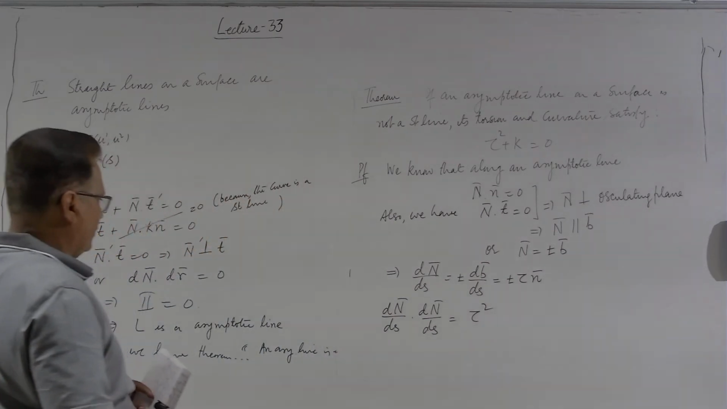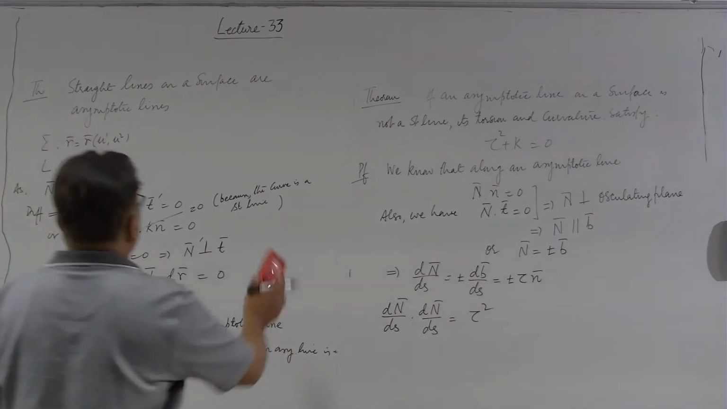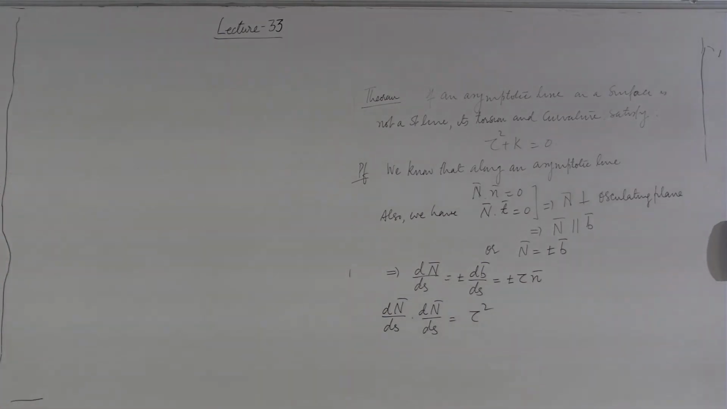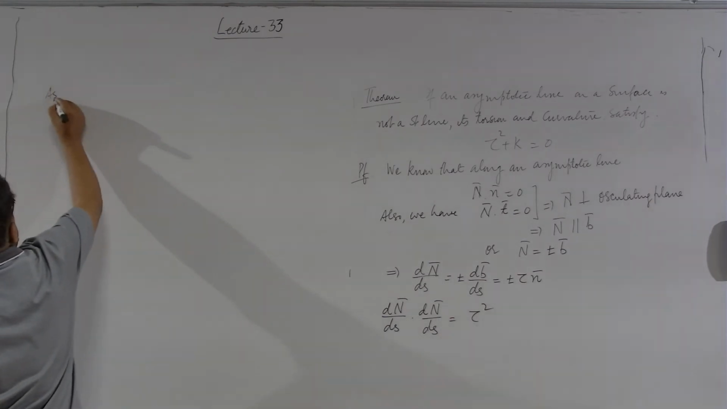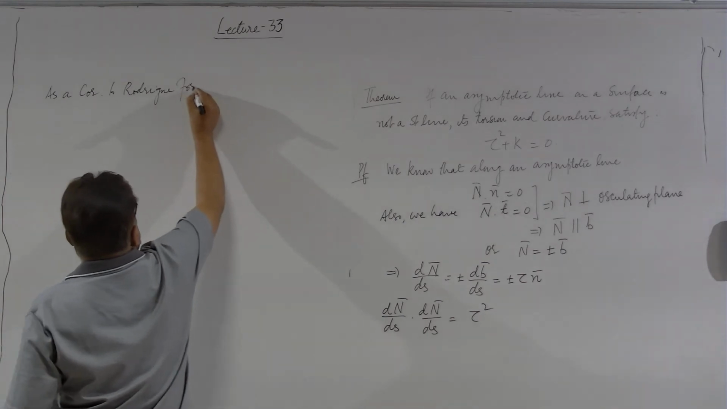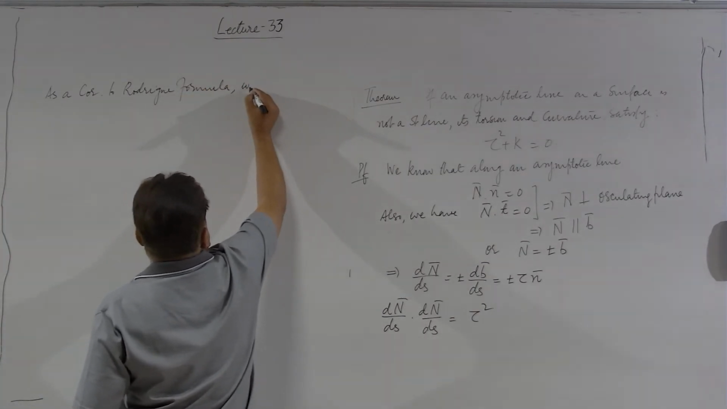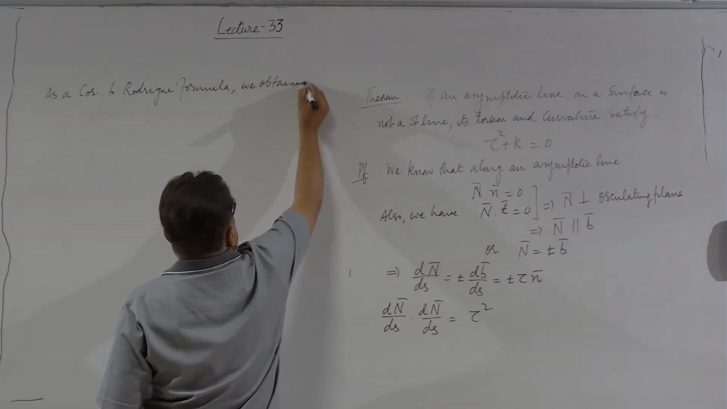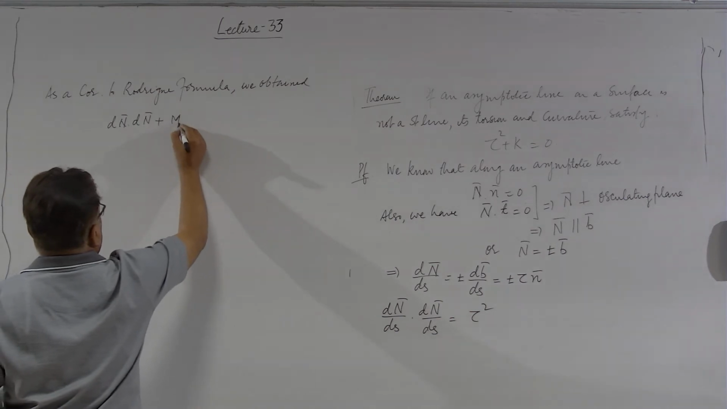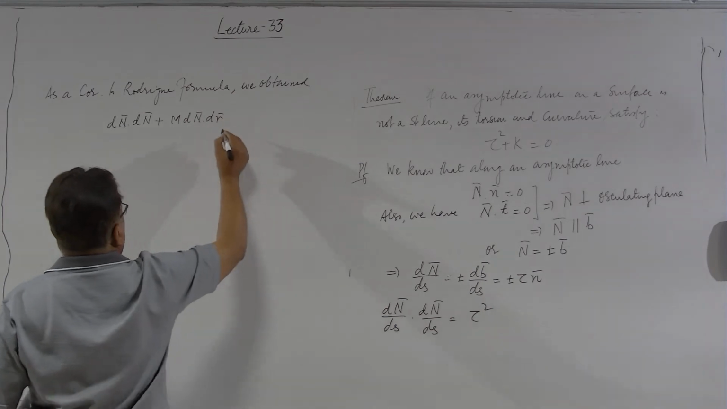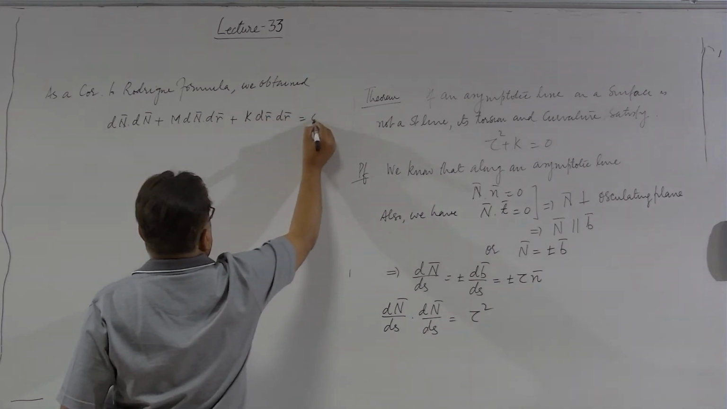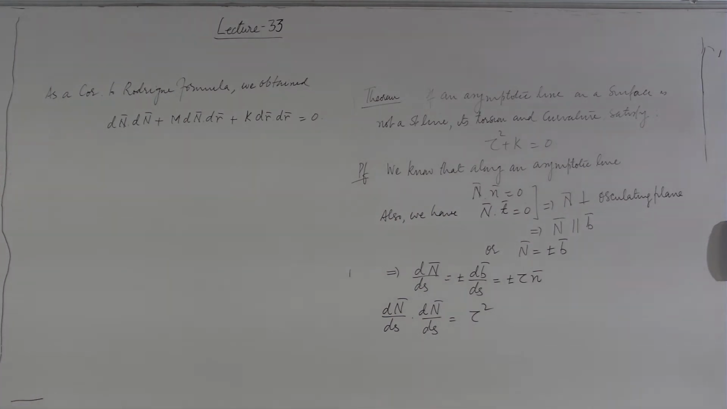Now, as a corollary to the Rodrigues formula, we obtained the following relation, if you remember: dn dot dn plus m times dn dot dr plus k times, this is Gaussian curvature, dr dot dr equal to 0. This was the formula?